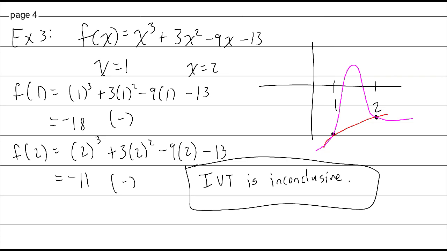So the trick to the intermediate value theorem is that either it confirms that there is a real zero between those 2 x values, or it's inconclusive. It will never tell you no, that there is not a real zero. You can't tell that, okay? All right, so there we go. That's all there is to the second part of section 4.2.